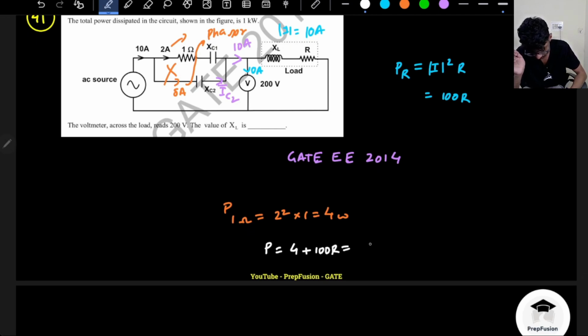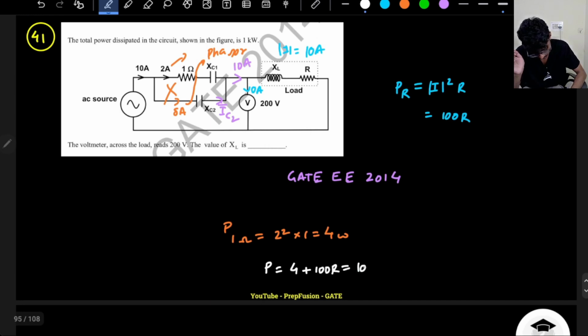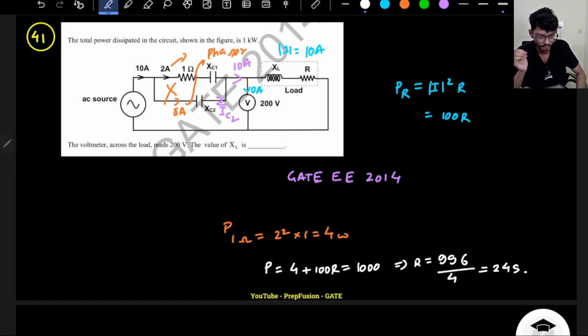This will be equal to 1000 watts. So R equals 996 divided by 4, so this will be 249 ohms. Am I correct? That is what I am trying to observe. 10 square is 100, 1 kilowatt. Okay, sorry, this is divided by 100, right? What am I doing?